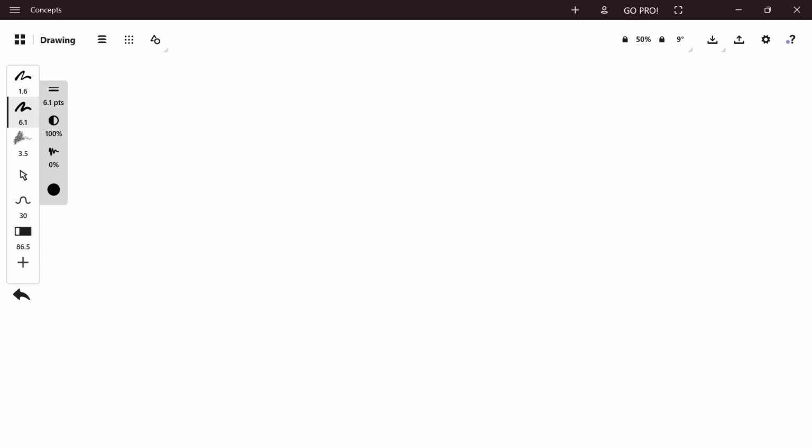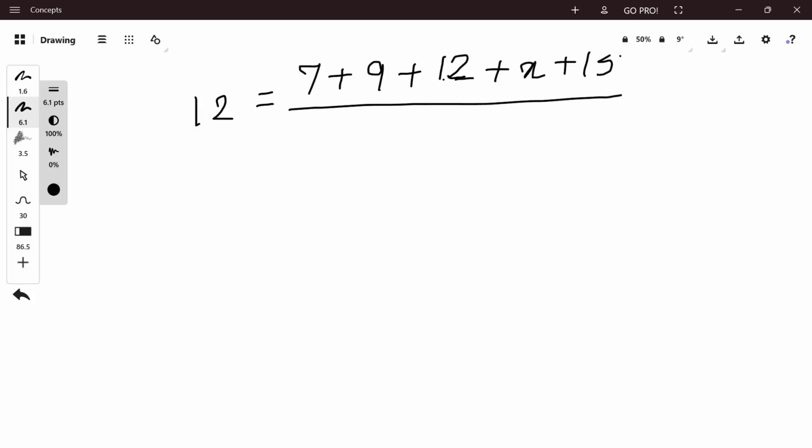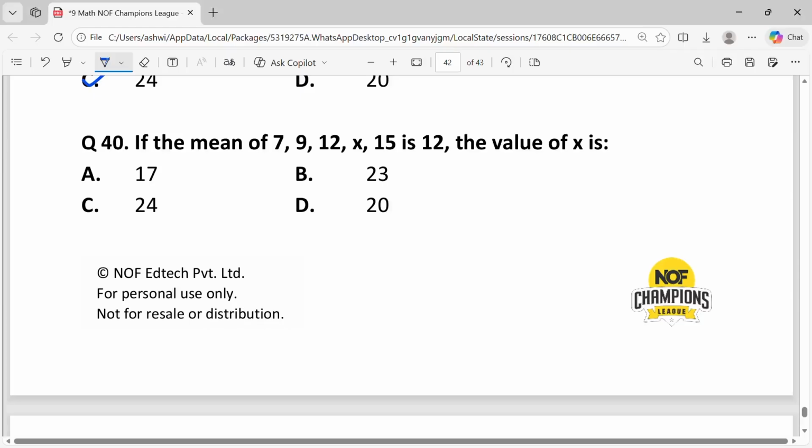That is, mean, that is 12, is equal to sum of numbers, that is 7 plus 9 plus 12 plus x plus 15 upon 5. Solving for x, we get x is equal to 17. From the given options, the answer is A, 17.